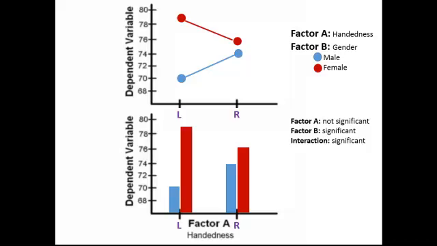But the other thing you can see is that for left-handed individuals, the magnitude of that variation between the means is very large, but for right-handed individuals, it's very small. And because there's a difference in those magnitudes, that indicates that there's a significant interaction between those groups.